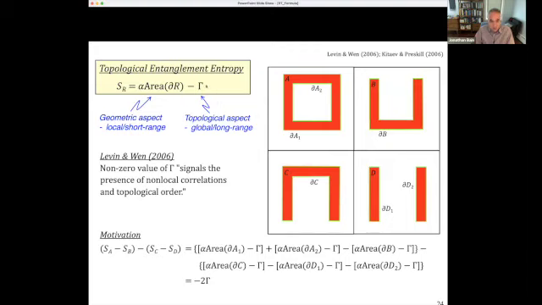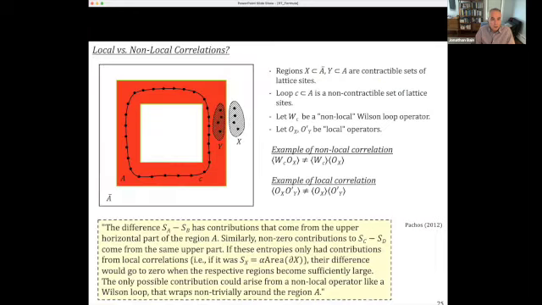And a non-zero value of gamma is supposed to indicate the presence of a correlation associated with what we might call a non-local operator. So to make this a bit more concrete, let's consider how we might distinguish between local and non-local correlations. Here's the A region once again.